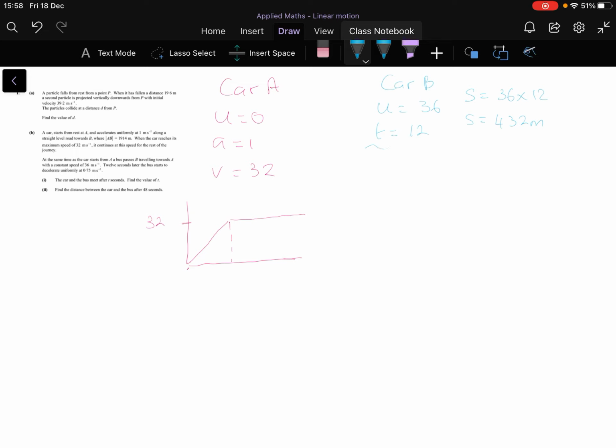After that, then it starts to decelerate. So in a new section, its U at that stage will also still be 36. Its V will end up being 0. Its acceleration is minus 0.75. And then I draw my graph for that.